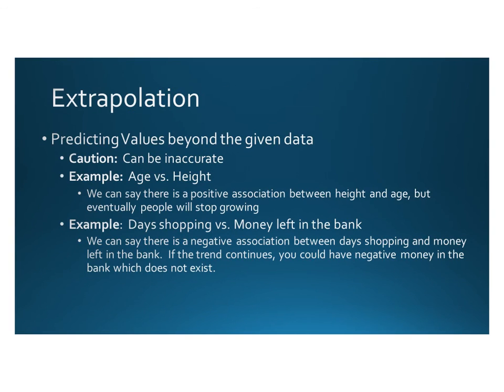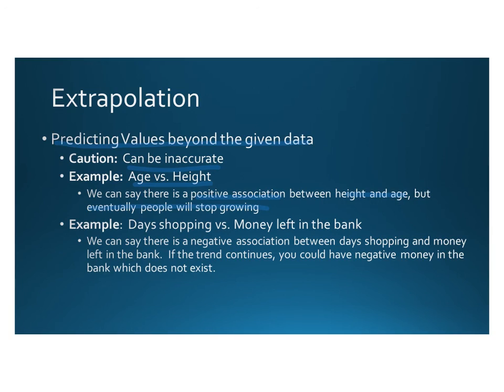The last thing we need to discuss is extrapolation. This is when our model predicts values beyond the given data. It can be inaccurate. For example, if we're talking about age versus height, typically we say there is a positive association between height and age, but eventually people will stop growing. So if we wanted to use a model to predict how tall an individual would be from childhood to adulthood, but we end up having a 55-year-old person, the prediction is unrealistic because that 55-year-old person stopped growing quite a while ago.